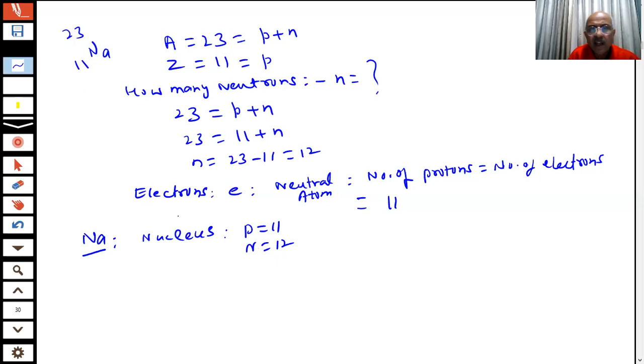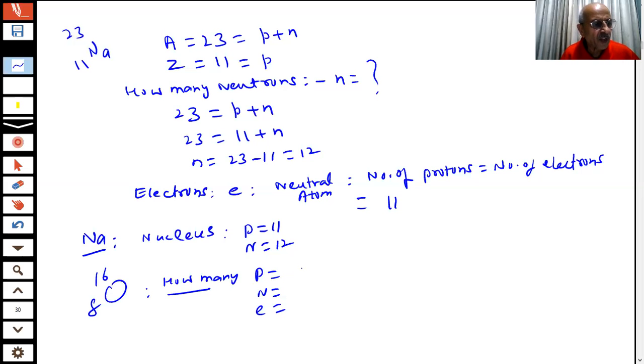So the symbol is represented like this. You can take any element. Supposing I say 8O16. Tell me how many protons, how many neutrons, and how many electrons are present in this oxygen? You have 1 minute to answer the question, students. Give me the answer.